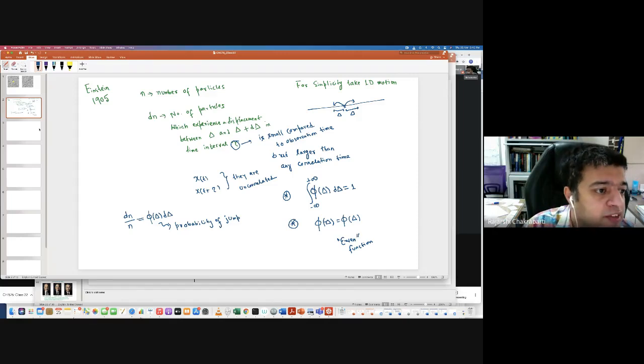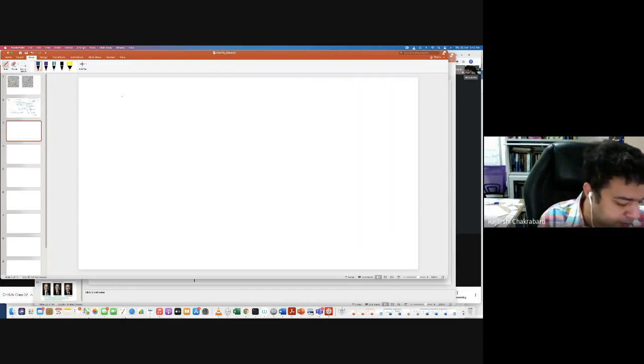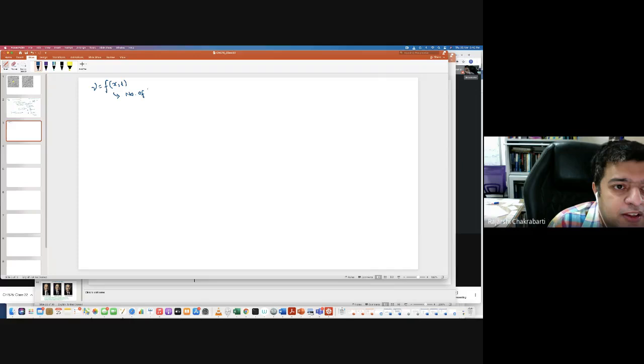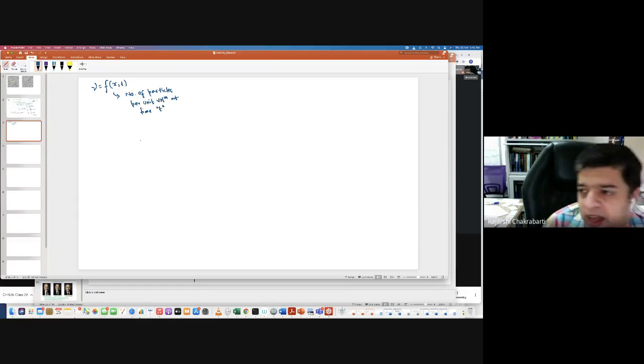in this formalism. I can always define, for example, nu, which is a function of x comma t. What is this? This is your number of particles per unit volume at time t. I can think of it, and this is actually your probability distribution.